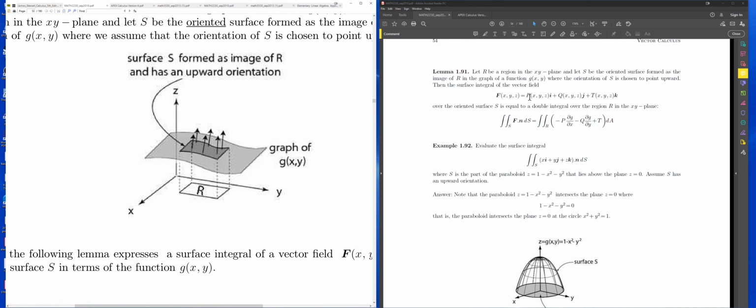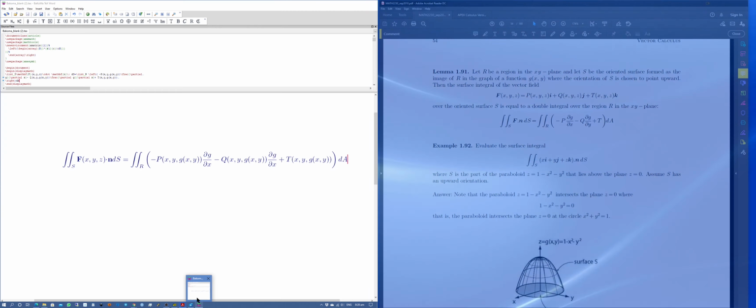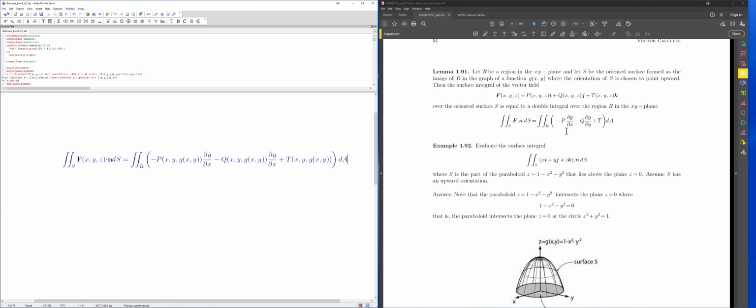So in this p(x, y, z), what you're going to do is replace this z by g of x, y, and likewise you're going to replace this z by g of x, y, and this z by g of x, y. Hence you get this formula here. It's the same formula as this, except that this one has more detail. So the idea is that with this p(x, y, z), you make sure that you replace the z by g of x, y. This formula here is the same as this, but with more detail.